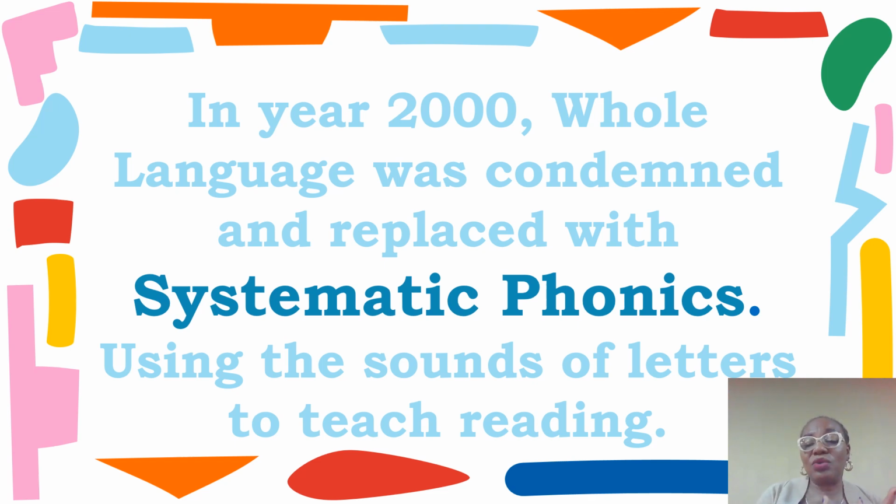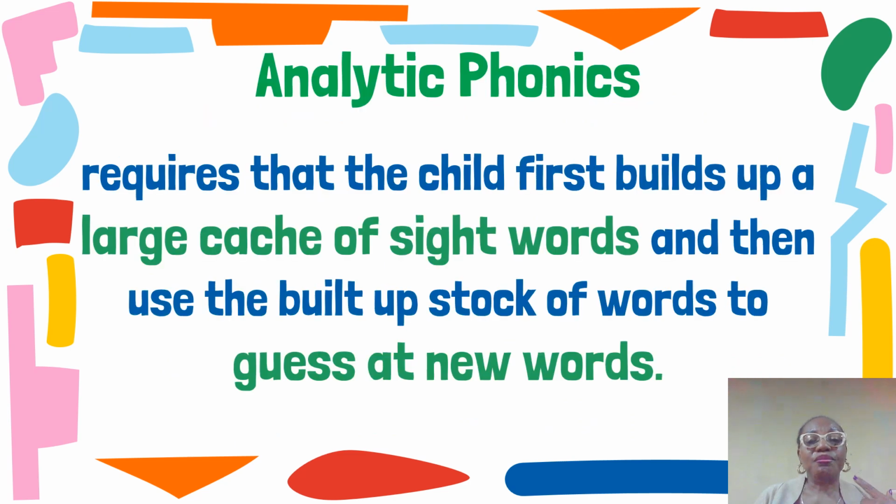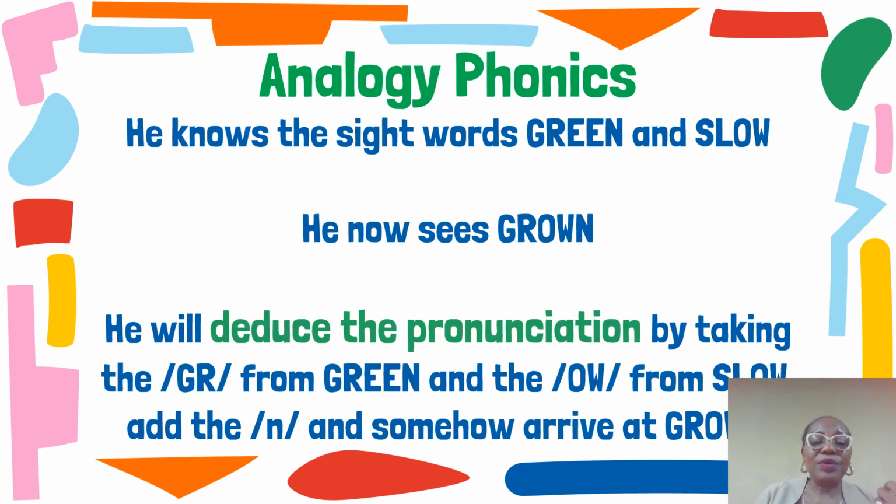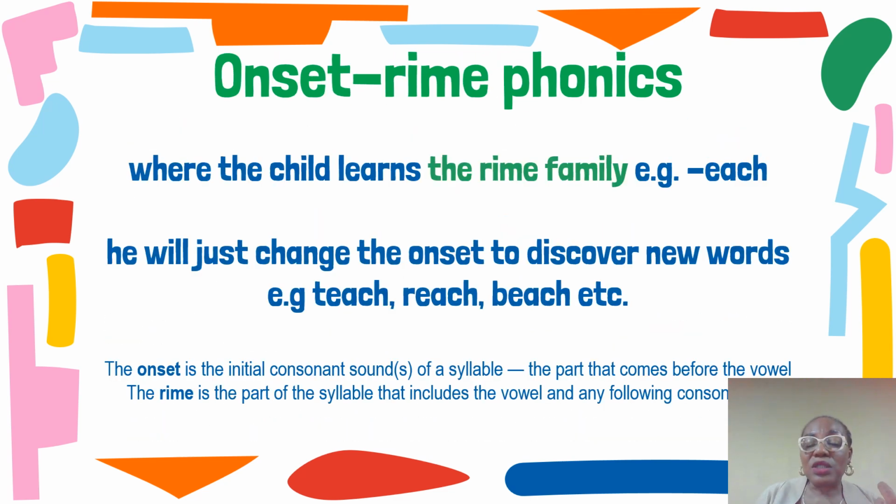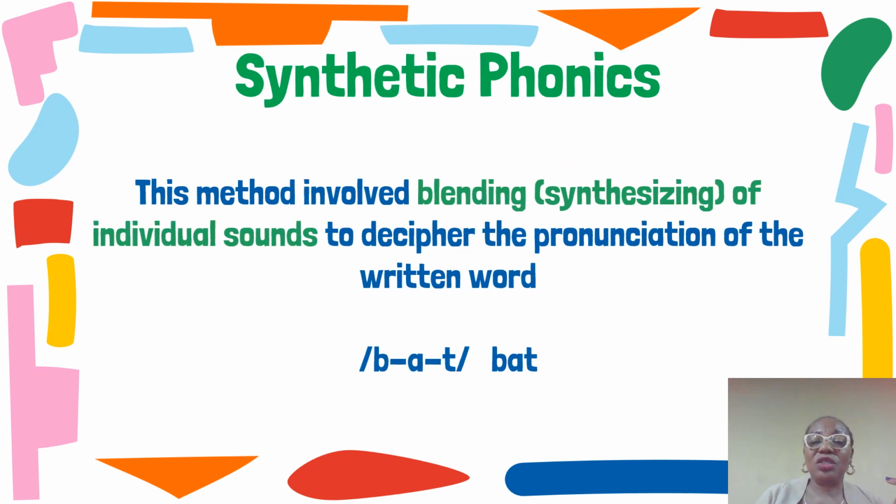This was using the sound of letters to teach reading. There was analytic phonics, which I explained thoroughly in class. It's on the slides as well. There was analogy phonics, and then there's onset and rhyme phonics. The onset is the initial consonant in a syllable, and everything else in that syllable is the rhyme. So the rhyme is taught. For example, I have here 'each,' and then the onset, the first consonant in the syllable, is changed, and you find that children are able to read the rhyme family by changing the initial sound.